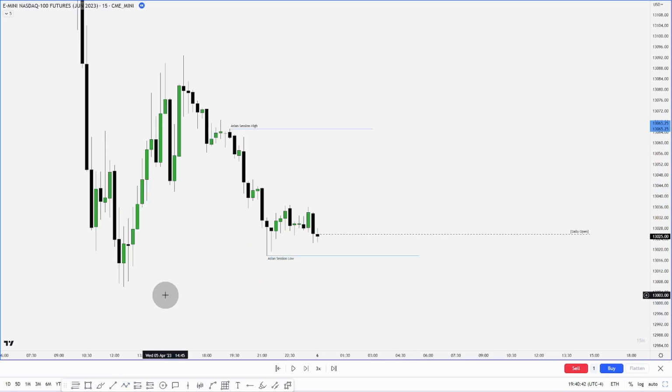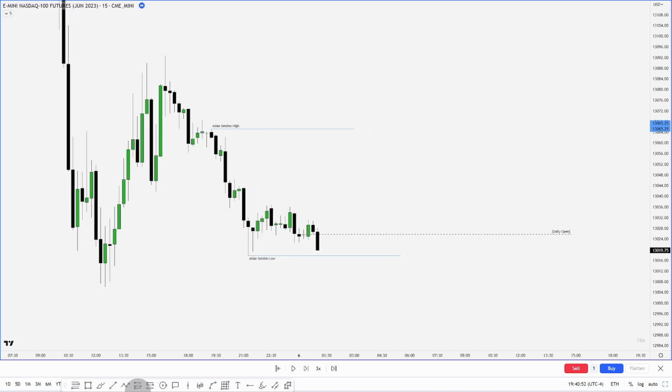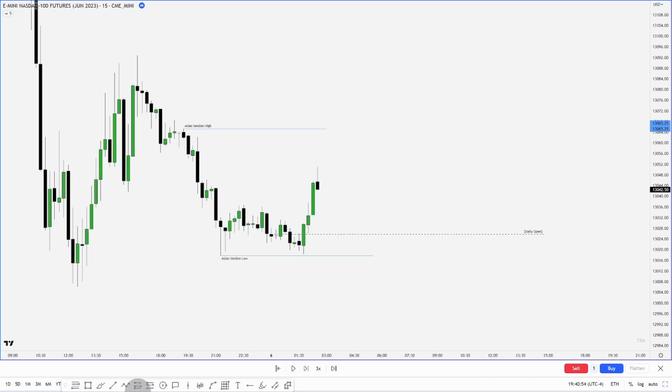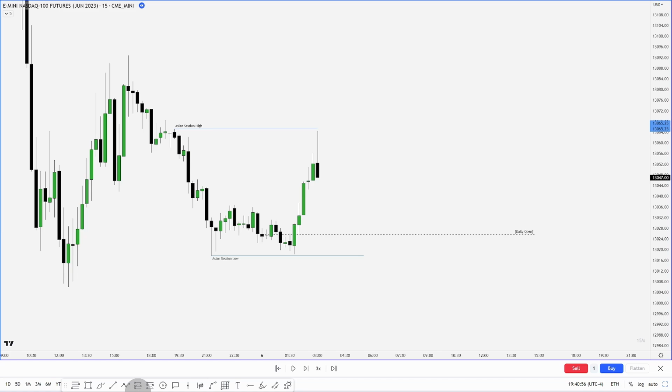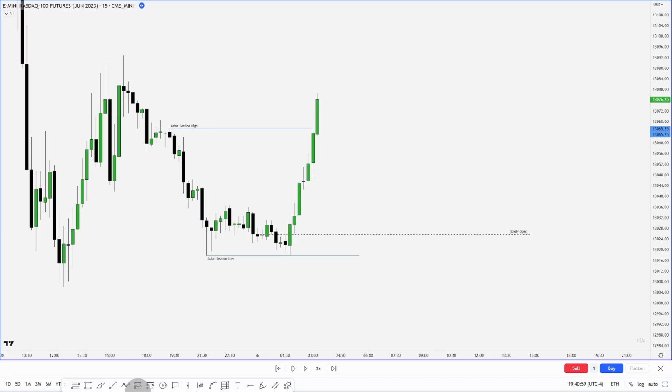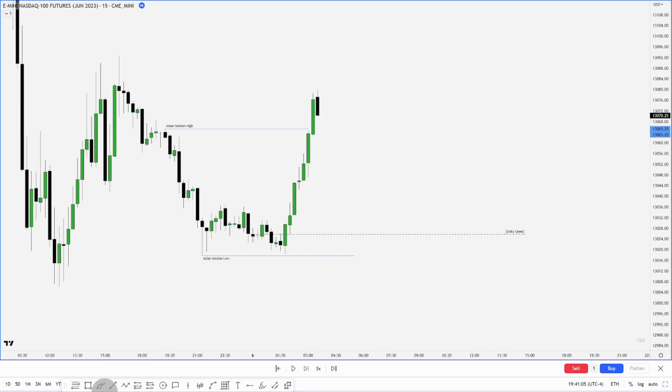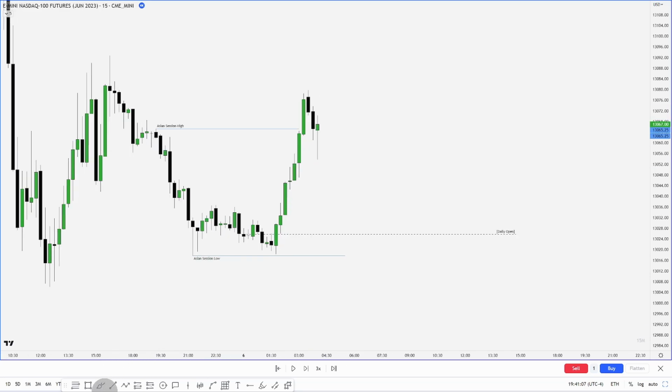For this first example, I have the Asian range high and low marked out, and we are going to watch the price action as we go towards London and just after London. So as we go ahead here, you can see we leave Asia session low. Now we take Asian high, but do we come back into the range? We do. So this is our deviation from the range, our first one.